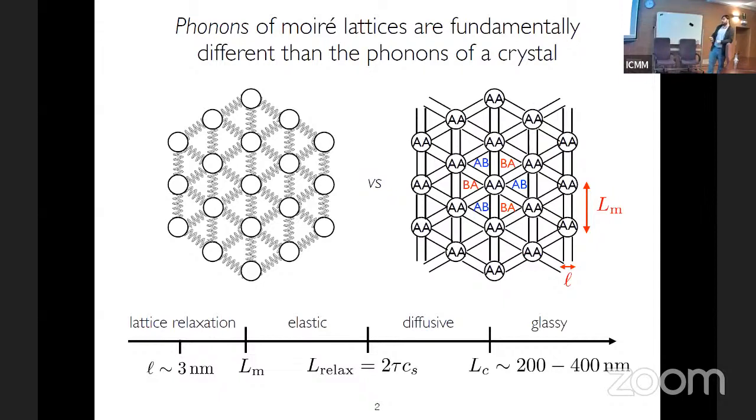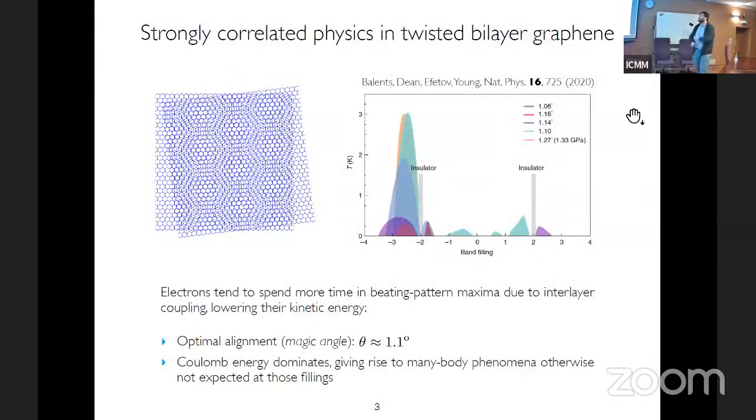Okay, so we have this hierarchy of length scales in the problem, and in particular, these length scales longer than the moiré period that I believe are probably new for most of you, and that's what I wanted to explain, and how that can affect the phenomenology of twisted bilayer graphene.